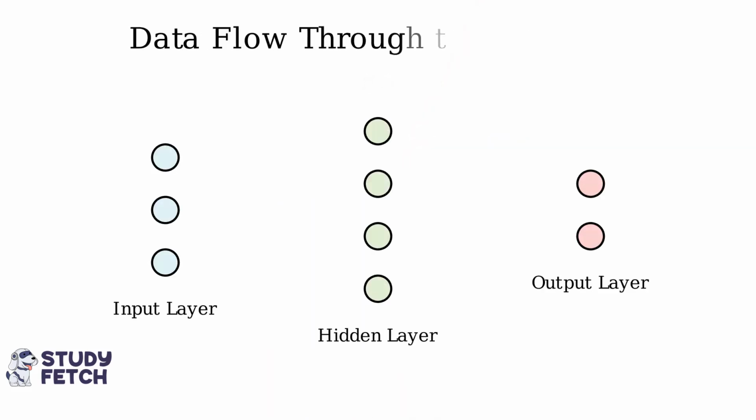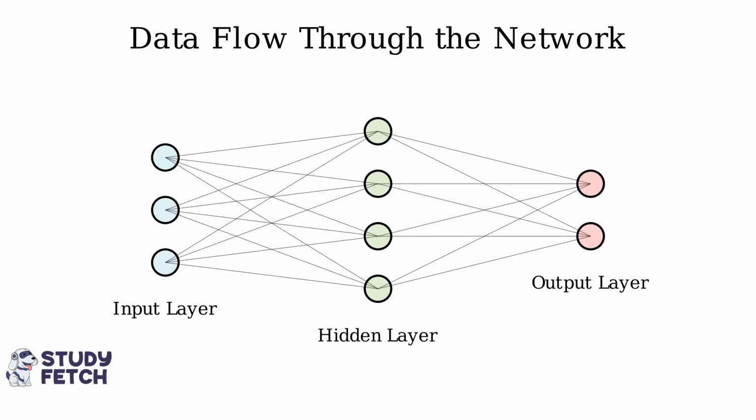Now let's see how data flows through a neural network. Data enters through the input layer, where each neuron represents a feature of the input. For example, if we input values of 0.8, 0.2, and 0.5, these are received by our input layer neurons. These values then flow to the hidden layer through connections.